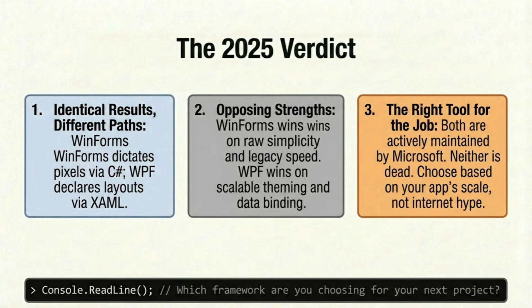Three things to remember. One, WinForms and WPF produce identical looking results. The difference is in how you get there: manual C# pixel control versus declarative XAML layout. Two, WinForms wins on simplicity and legacy support. WPF wins on theming, data binding, and resolution independence. Neither is universally better. Three, in 2026, both are actively maintained by Microsoft. Neither is dead. The choice is about the right tool for the job, not about picking a winner.